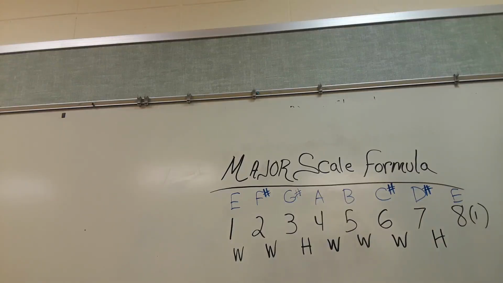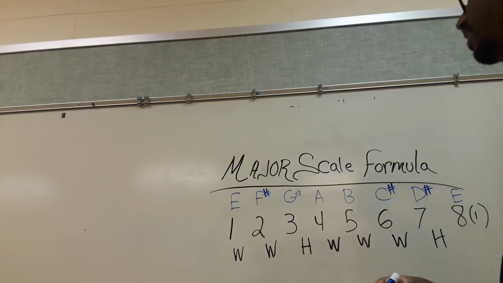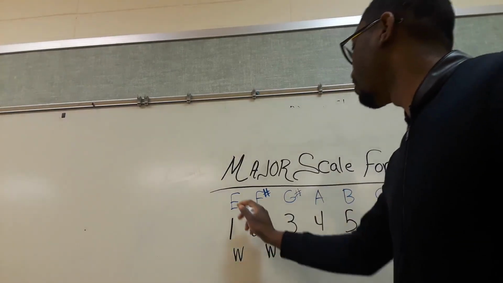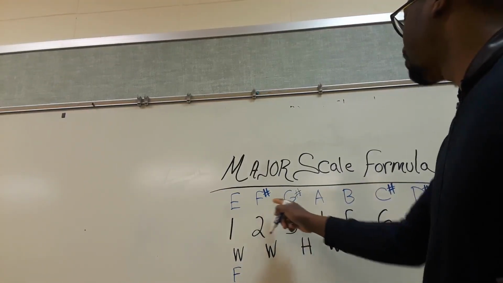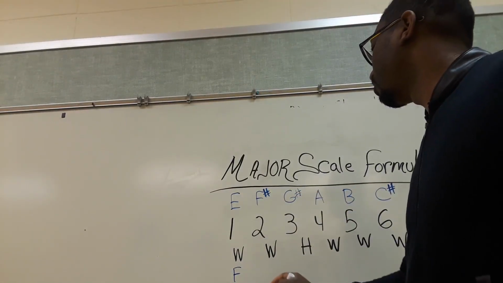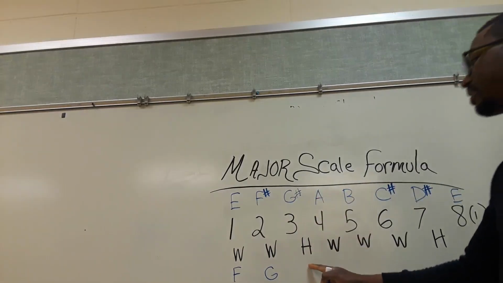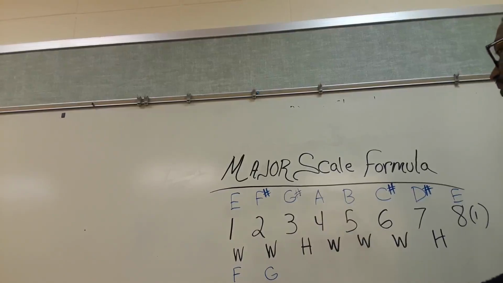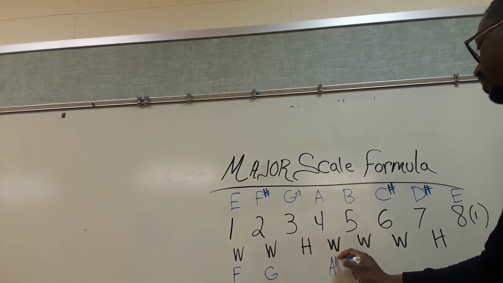And if you really want to know you're right, you can verify what you skipped. So from E to F sharp, we skipped F. From F sharp to G sharp, we skipped G. From G sharp to A, there was no skipping involved, so we're good. A to B, we skipped A sharp.